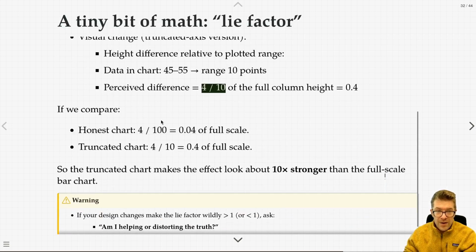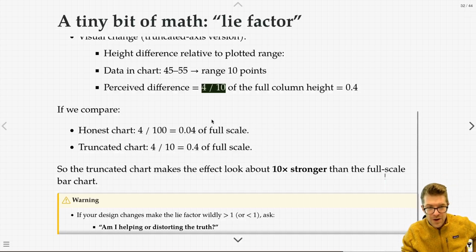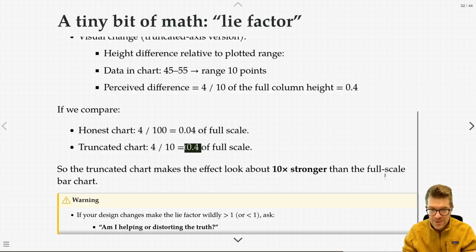If you compare the honest chart against the truncated chart, you'll get very different differences here. The honest chart is 4 out of 100 compared to 4 out of 10. For the full scale, there's 0.04 versus 0.4. The truncated or zoomed in chart makes the effect look about 10 times bigger than the full scale bar chart.